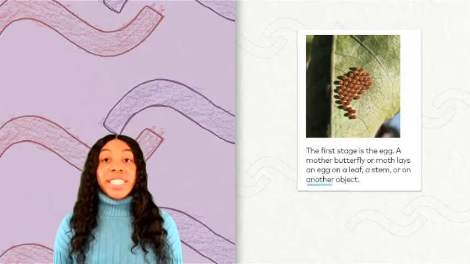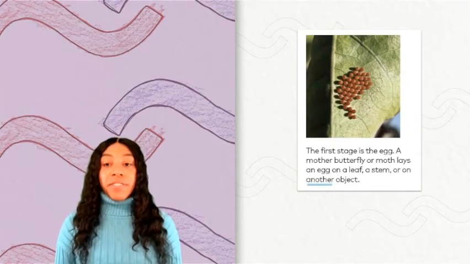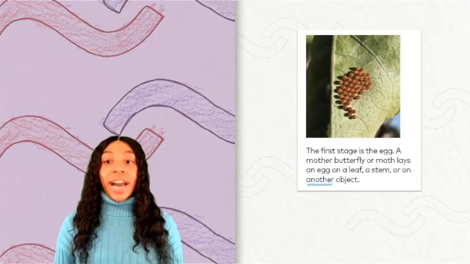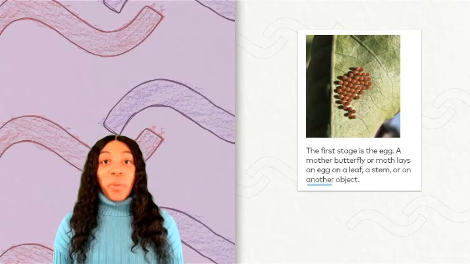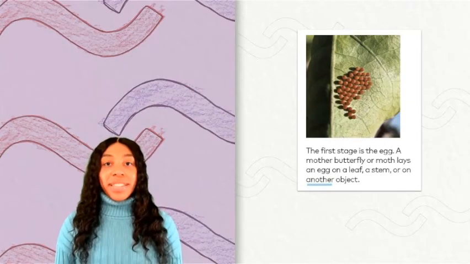The first stage is the egg. A mother butterfly or moth lays an egg on a leaf, a stem, or on another object. We have one high frequency word, another.